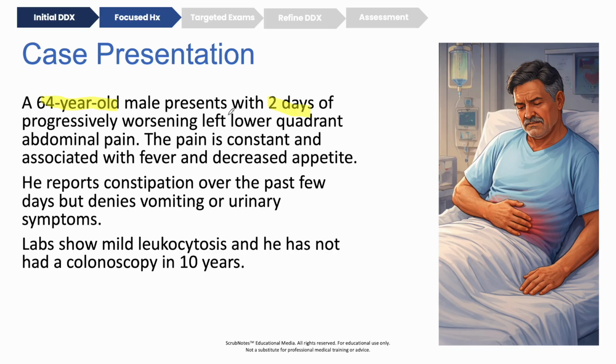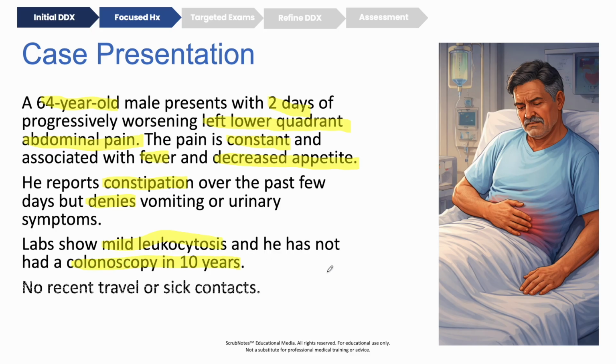We have a 64-year-old male who presents with 2 days of progressively worsening lower left quadrant abdominal pain. The pain is constant and associated with fever and decreased appetite. He reports constipation over the past few days, but denies vomiting or urinary symptoms. Labs show mild leukocytosis, and he has not had a colonoscopy in 10 years. He also denies any recent travel or sick contacts.